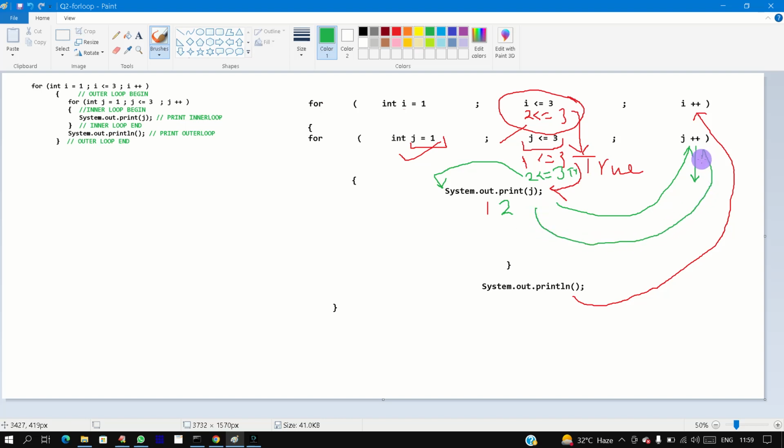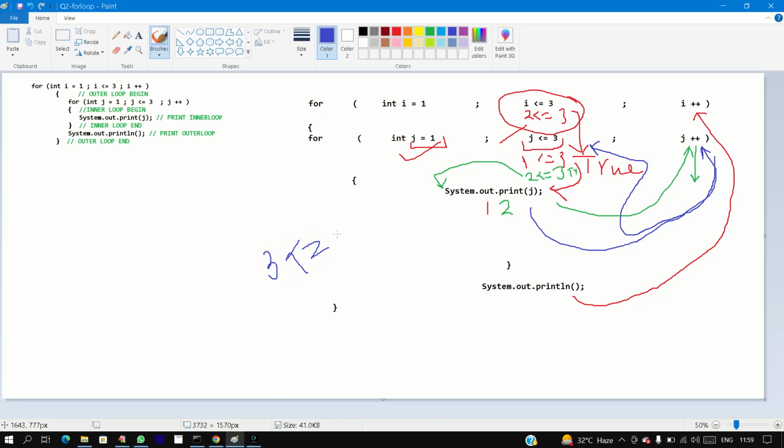Again it will be going to the update part. Now this update part is guiding that dear J, whatever you are right now, just increment yourself by 1 whenever you are used again. Now this will be going to the condition of J is less than or equal to 3. Now J will become 3.